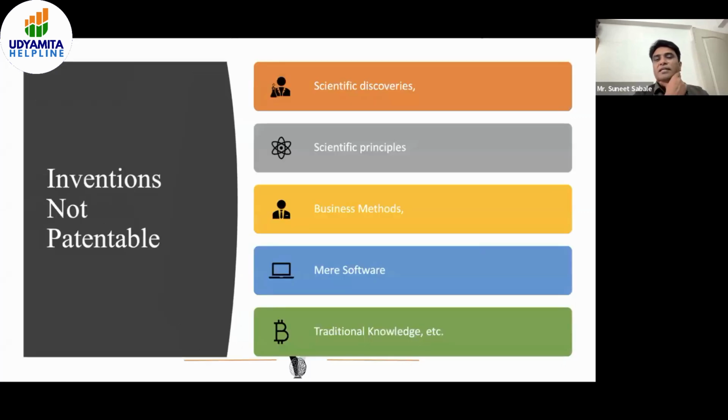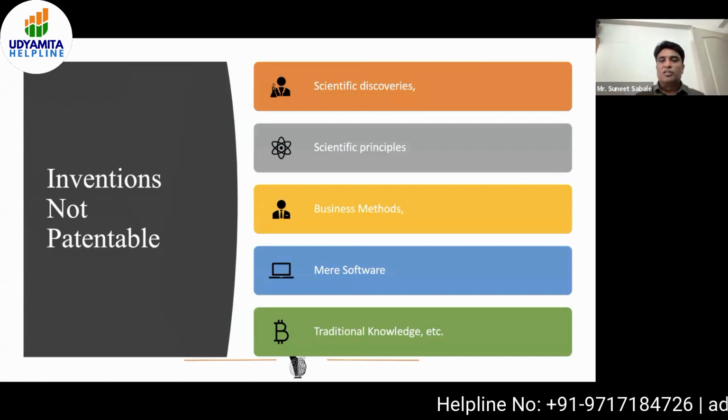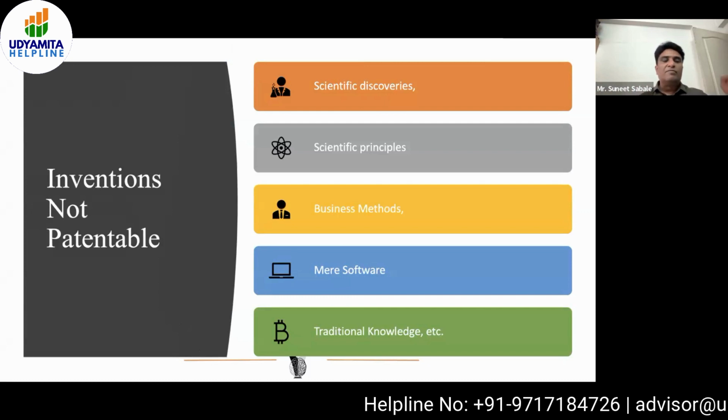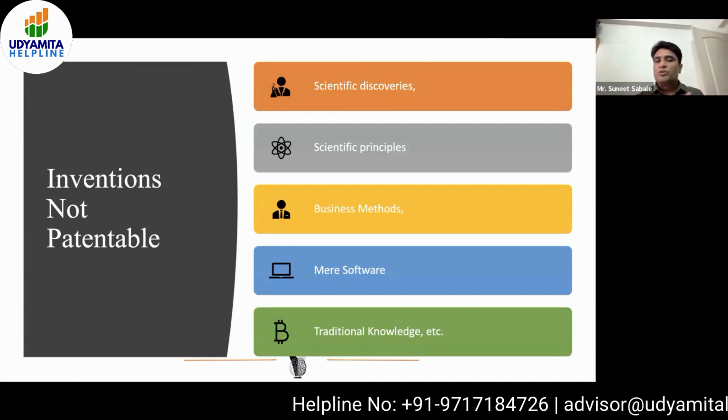Not all inventions are patentable. Specifically, scientific discoveries, scientific principles, business methods, software, and traditional knowledge are not patentable. Gravity is a scientific discovery, the speed of light is a scientific discovery, and a principle like E equals mc squared is not patentable. You cannot have a monopoly on this. Even mathematical calculations cannot be protected.